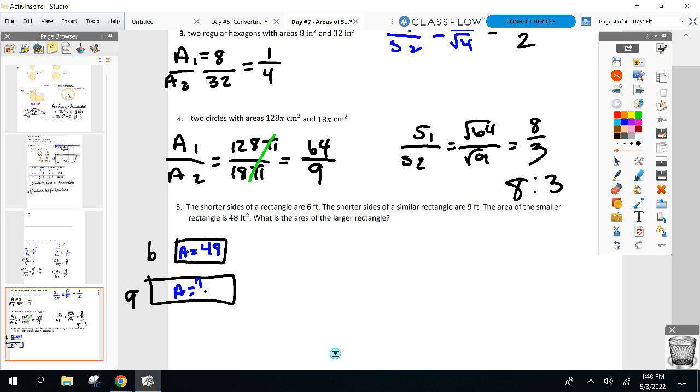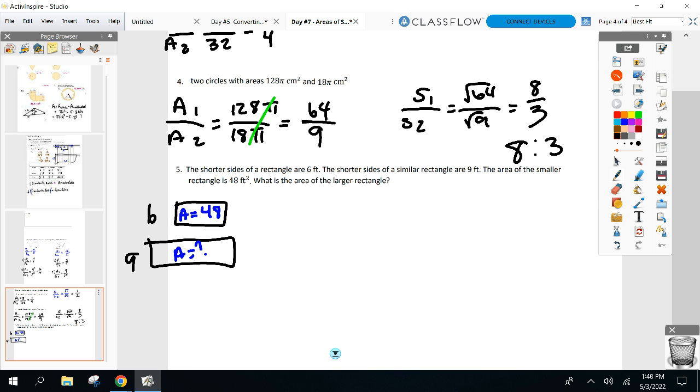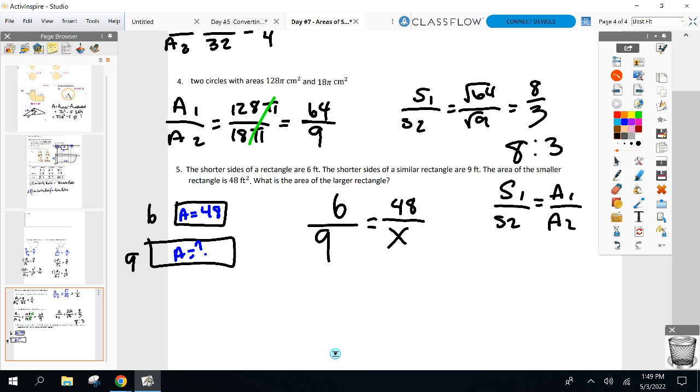I'm going to write something up on the board. You tell me if it's right or wrong. 6 over 9. I'm going to find the other area by doing 48 over x. Is that a correct statement? That 6 over 9 is in the same ratio as 48 over the other area. Better be telling me no, because if you're going to say yes, this is what you're telling me. This is true. Is that true? Absolutely not. We've gone over that the whole time.